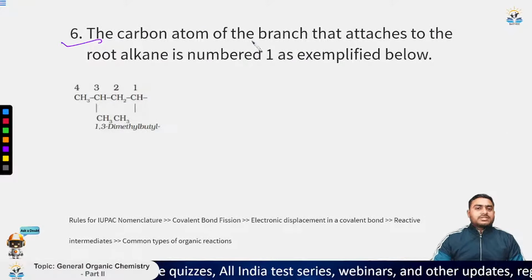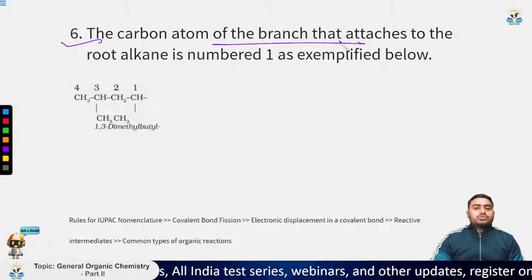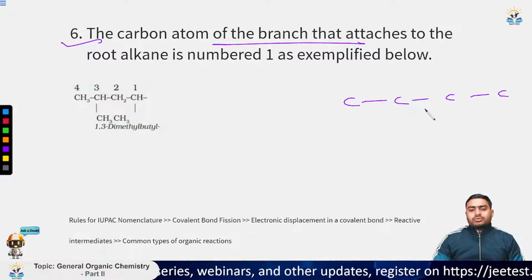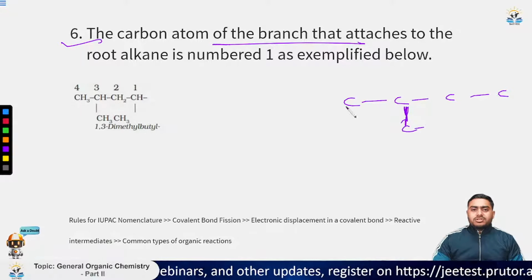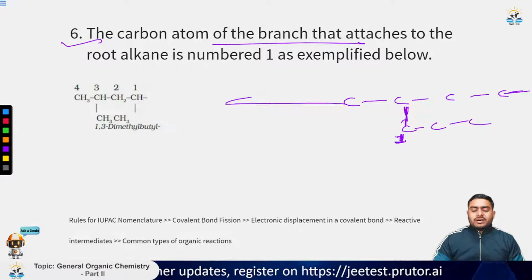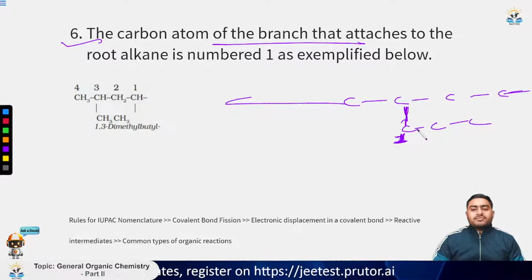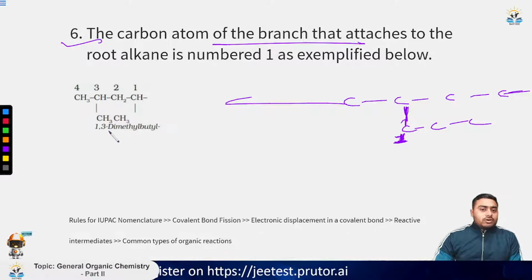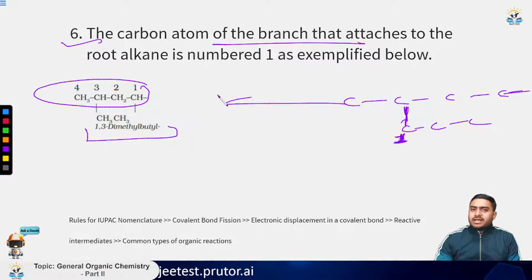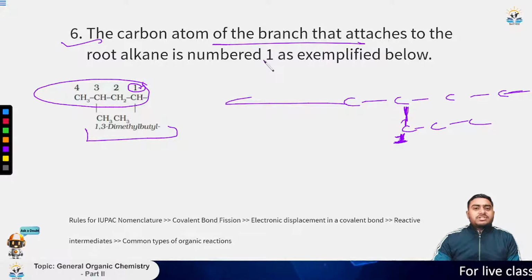Let's move to rule number 6. The carbon atom of the branch that is attached to the root alkane is numbered as 1 always. You can see 1 2 3 4. Suppose any group is available here and this is the longest chain, and this group is attached here. So always you have to assign number 1 to the carbon which is attached to the parent chain. Okay, always. So you can see here this is attached to the other carbon chain, and 1 2 3 4 like this. We have to assign number 1 always to the carbon which is attached to the main chain. Okay, that is the point.